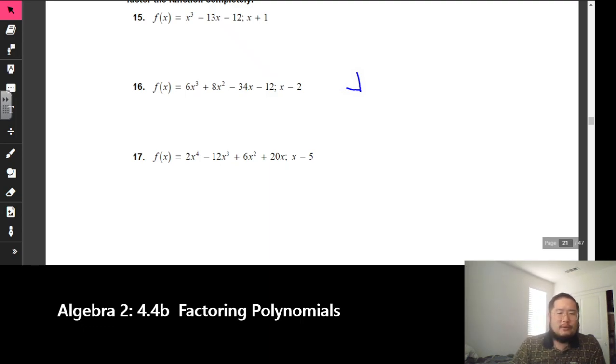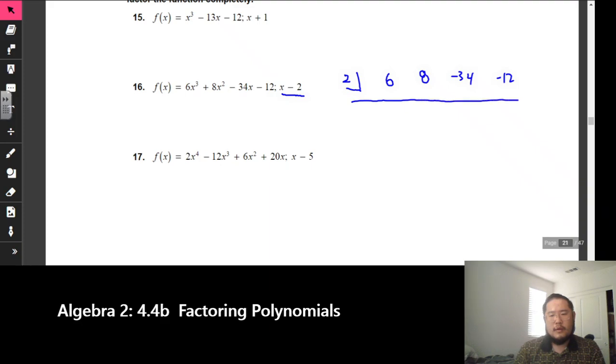All right, so let's do this again. I'm trying to figure out if this x minus 2 binomial is a factor of the polynomial. We're going to start off right here. We'll plug in the 2, and then we'll plug in the coefficients. We have 6, 8, negative 34, and negative 12. Let's do this. We'll drop down the 6, and then 6 times 2 is 12.